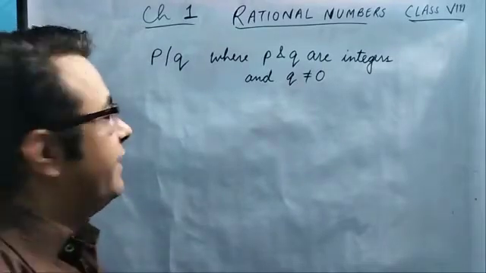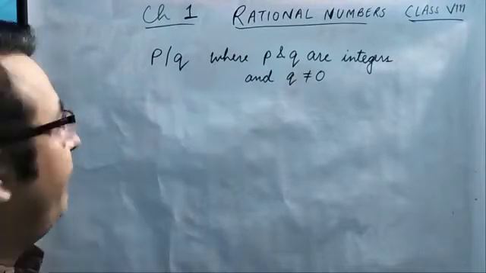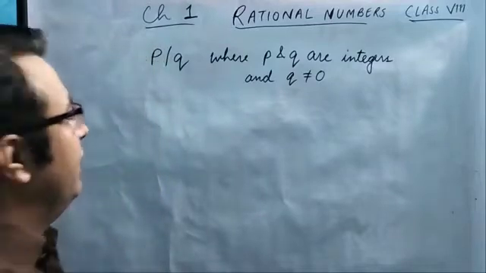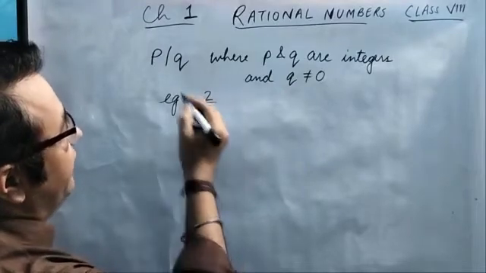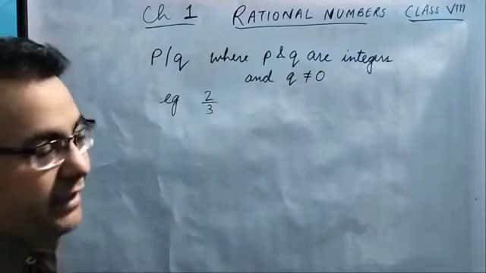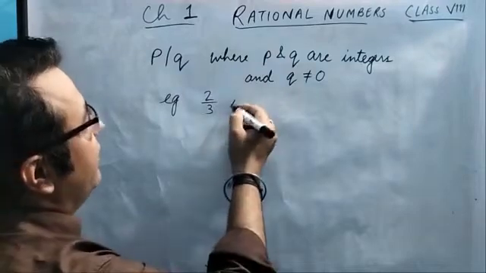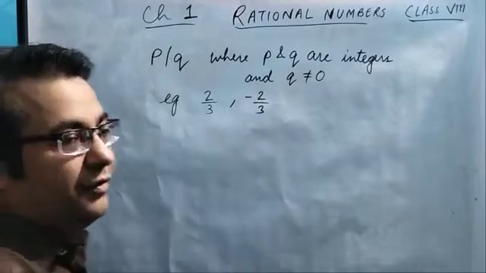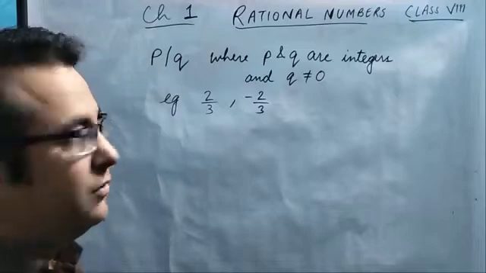It states rational numbers are the numbers which can be expressed in the form of P upon Q, where P and Q are integers and Q should not be equal to 0. Let us understand with an example. If I write 2 upon 3, this is of the form of P upon Q. P and Q are integers and Q, the denominator, is not equal to 0. Another example, minus 2 upon 3. Again, this is of the form of P upon Q and the denominator Q is not equal to 0.